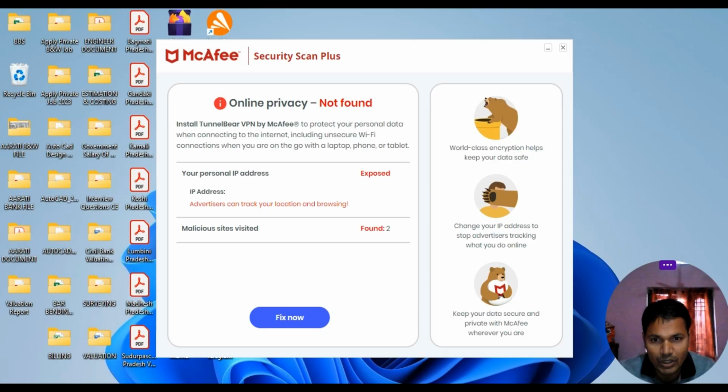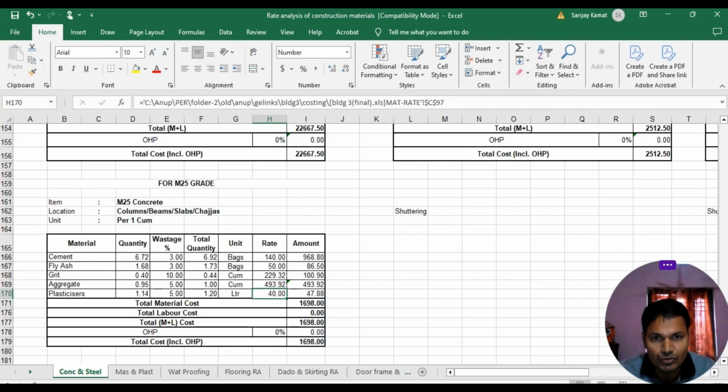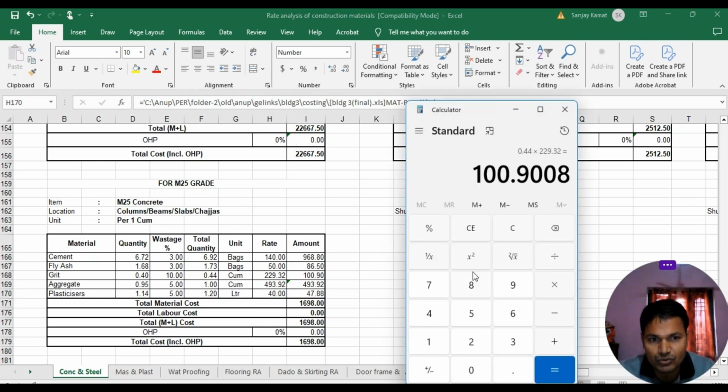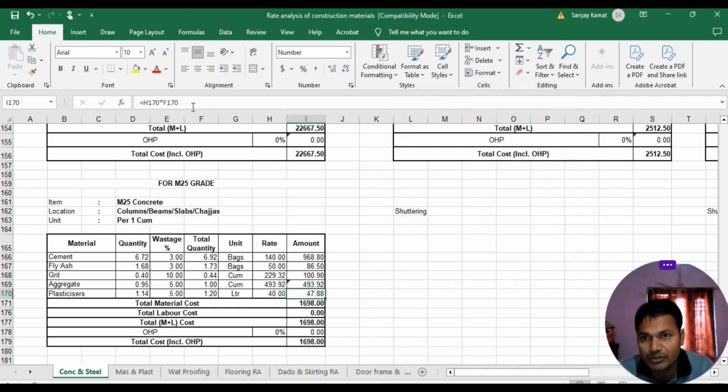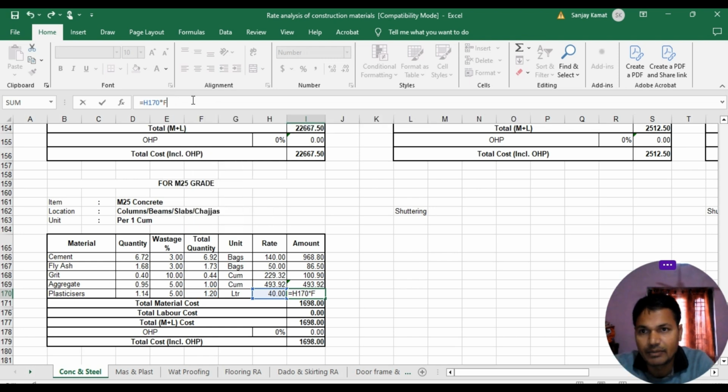So once we know the rate and the total quantity, we can easily calculate the amount. So now we are going to calculate it. The rate we know is 40, and the total quantity is 1.20. If we multiply, it is 48. So we have to write it accurately here. We have to edit this value to 48, and keep the rest as it is.